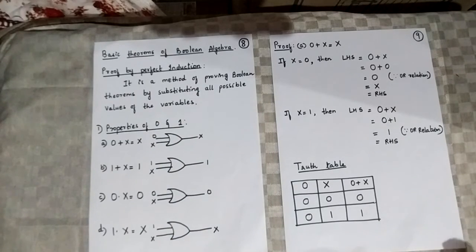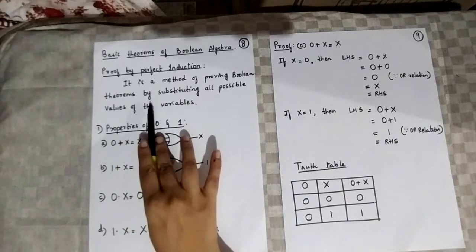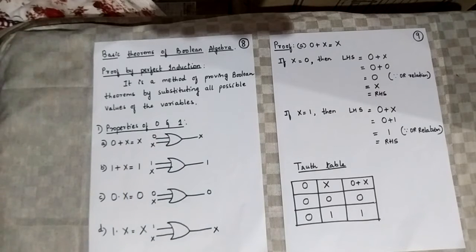Okay. What is this method of proof by perfect induction? Proof by perfect induction means the method of proving Boolean theorems by substituting all possible values of the variables. For a Boolean theorem, what are these variables? They are nothing but the logical variables. So for the logical variables present in the Boolean theorems, we have to substitute all the possible values. For a logical variable, which values can we substitute? We can substitute only two values, that is the Boolean values 0 and 1.